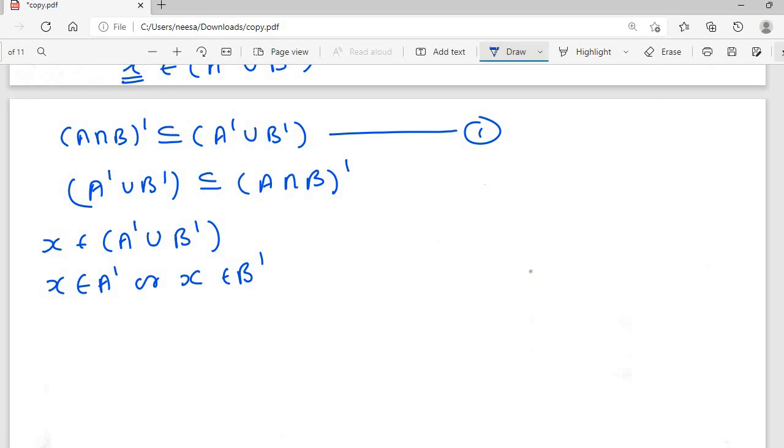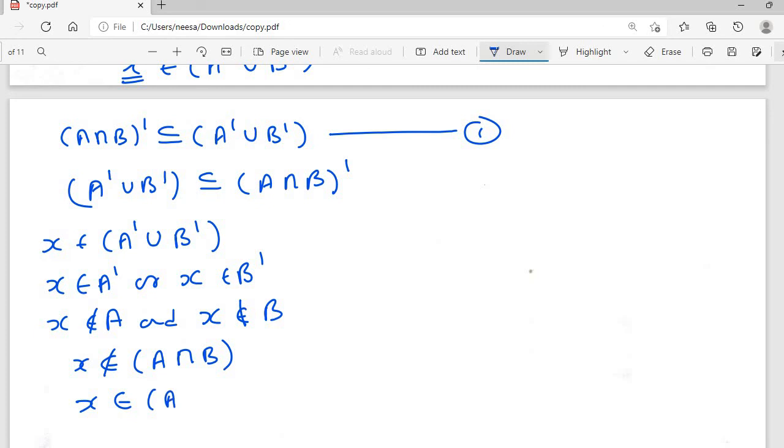So if there is an X which is belonging to A complement, which means X cannot belong to A. And so I'll replace this by and, X cannot belong to B, right? We are sure that X is not belonging to A and X is not belonging to B. Now we'll sum this up. So if X cannot belong to A and X is not belonging to B, which means X is not belonging to A intersection B. So if there is an element X which is not belonging to A intersection B, which means X will belong to (A intersection B) whole complement.